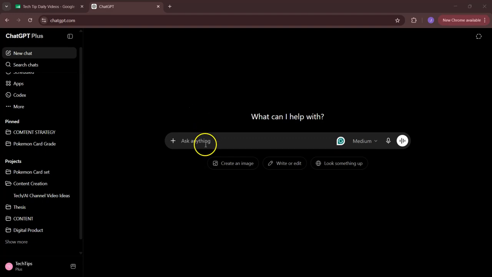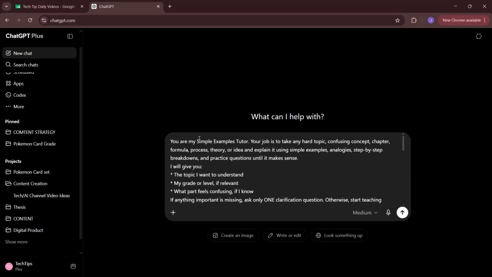Alright, so today we're going over a really useful prompt, specifically if you're trying to understand a topic that's difficult, and this prompt is designed so you can basically get that explained to you in a simple fashion. As you see here, the prompt starts like this.